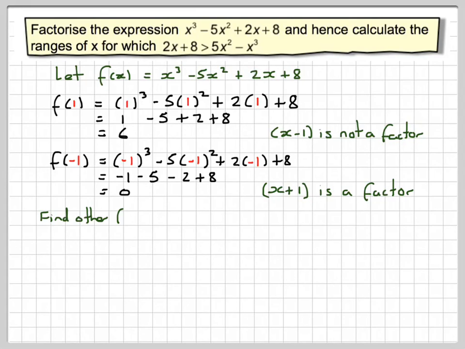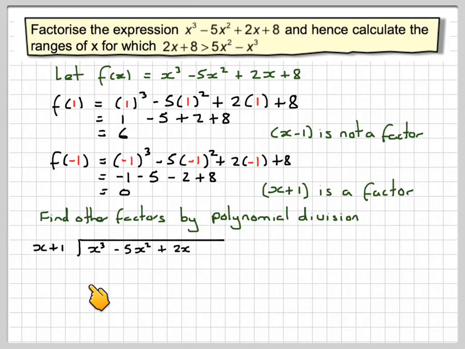So knowing that, we can find the remaining factors by what's known as polynomial division. So we've got x plus 1 into x cubed minus 5x squared plus 2x plus 8. What we do, we look at the x cubed divided by x, and that gives me x squared. That has to go into this column above the x squared. Then we multiply x squared by x, get x cubed, x squared times 1, we get plus x squared. Minus 5x squared, take away x squared, gives me minus 6x squared.